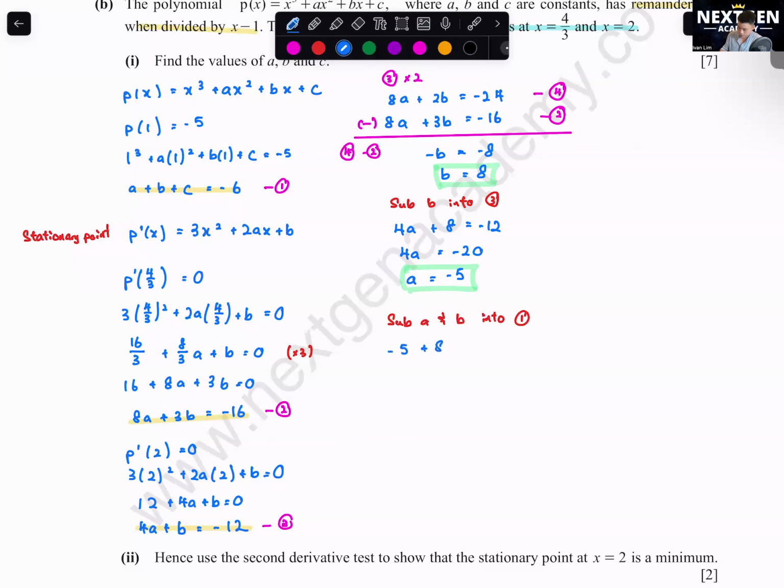-5 plus 8 plus c equals -6. c will be equal to, okay, what's the last value? -9.